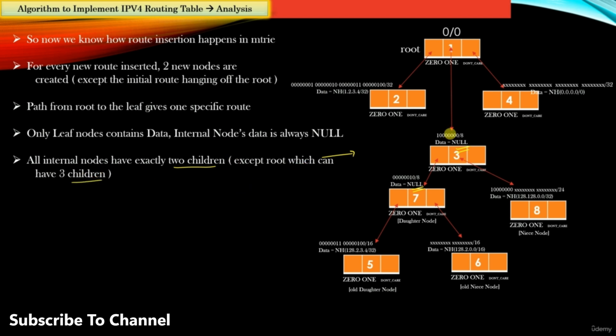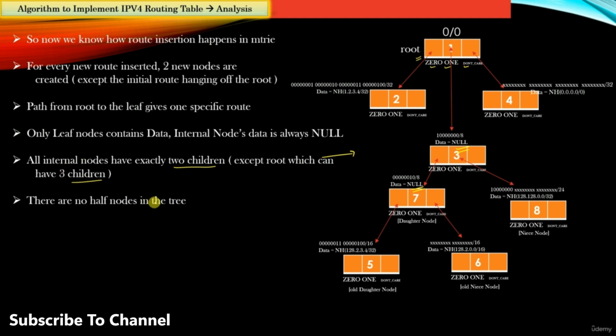So you can analyze that each internal node has exactly 2 children, and apart from that, there are leaf nodes which have no children at all, and the root node may have 1 child, 2 children, or 3 children, depending on whether you inserted a route whose starting bit was 0 or 1 or don't care.